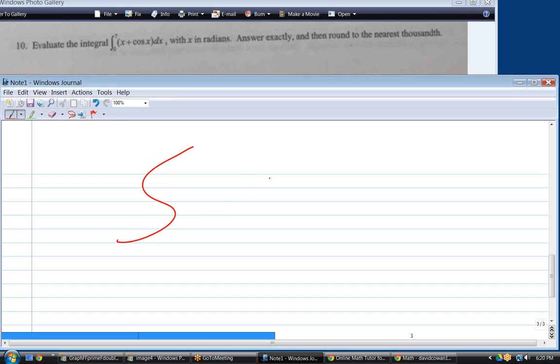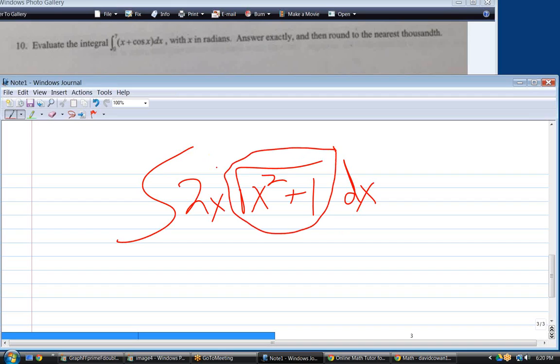In other words, if I want to integrate, let's say, the square root of x squared plus 1 all times 2x. Okay? Notice what we're looking at here. We're looking at the product of this times this, and the derivative of the inside is 2x, which is this.